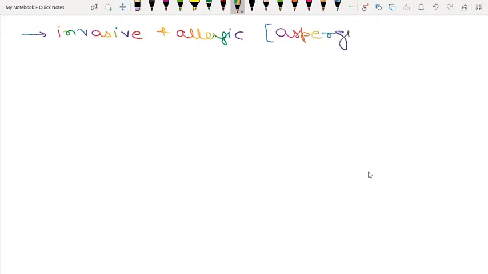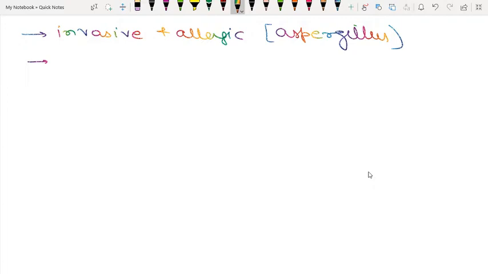Aspergillosis basically refers to invasive and allergic disease which is caused by a hyaline mold that is known as Aspergillus. Now next point, there are nearly 35 pathogenic and allergenic species of Aspergillus.